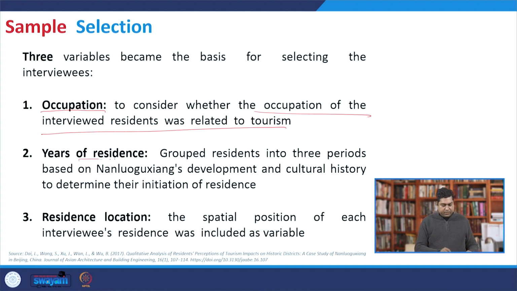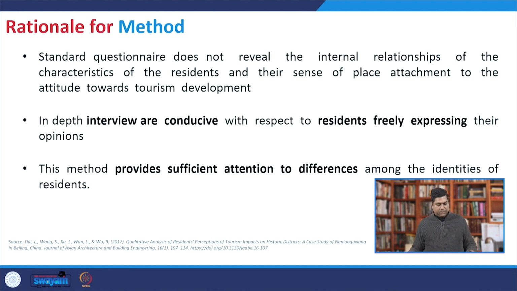Years of residence play a crucial role, because the moment you live in a location for a longer duration, you automatically get a certain attachment to that place. So, place attachment is there. For that, years of residence were considered as one of the variables, and the location is also very important. The spatial position of each interviewee's residence was included. So, keeping these 3 criteria in mind, the samples were decided by the authors.